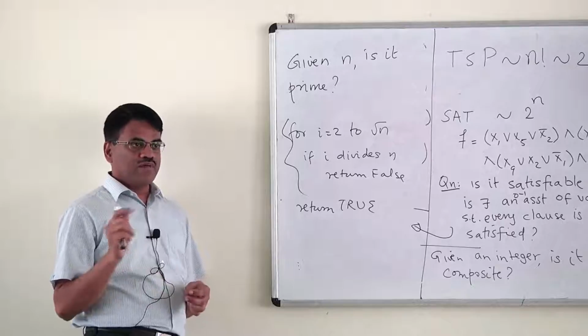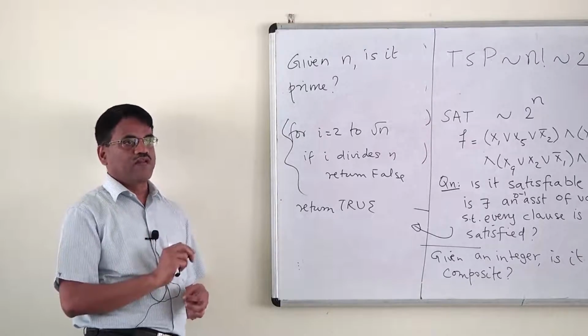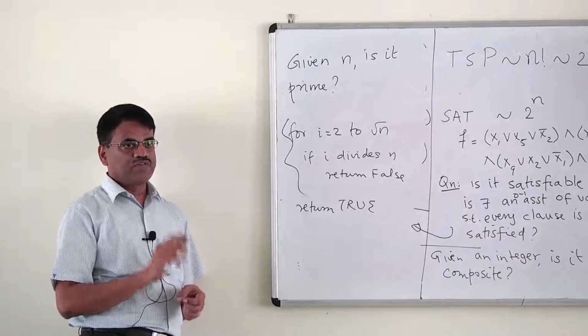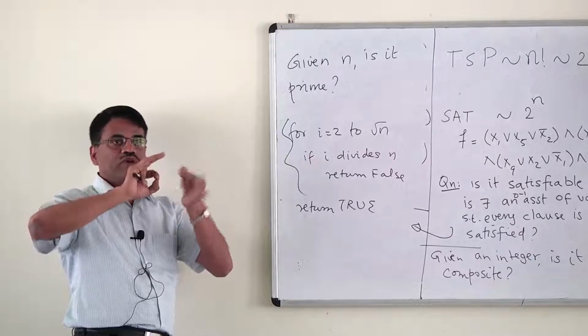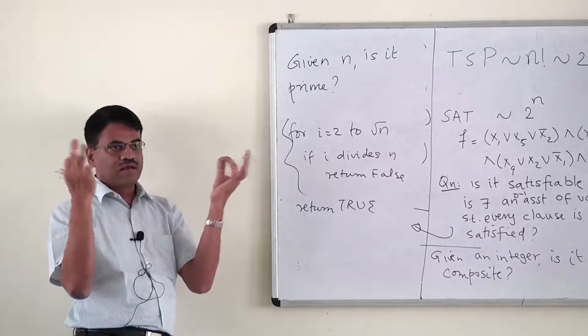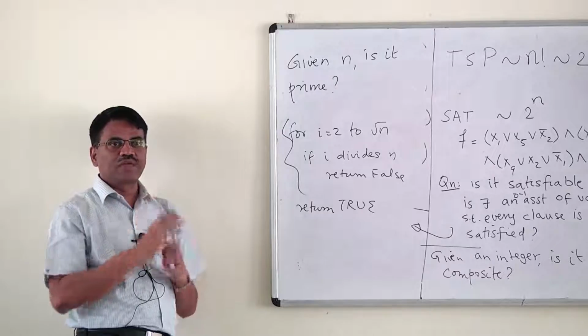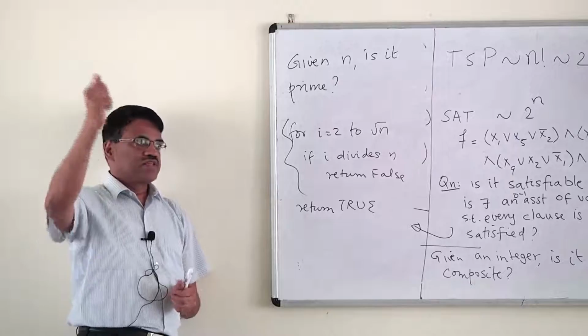Right. So, if the number is composite, it will have a divisor within root n, right? Because if it is composite, it is a product of two numbers. It is not possible for both of them to be bigger than root n, because then the product would be bigger than n. So, at least one factor should be less than or equal to root n. So, go up to root n, check whether there is a factor.